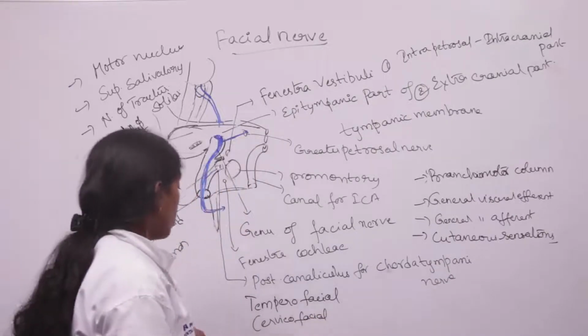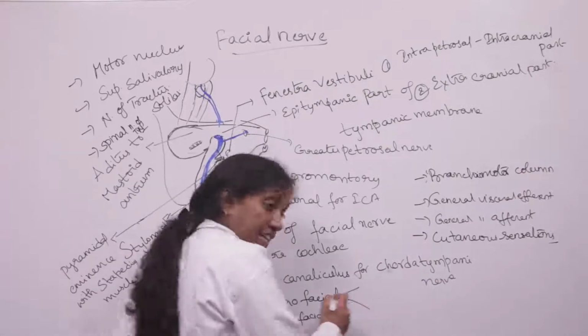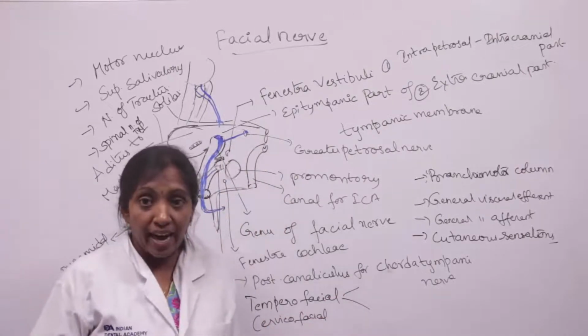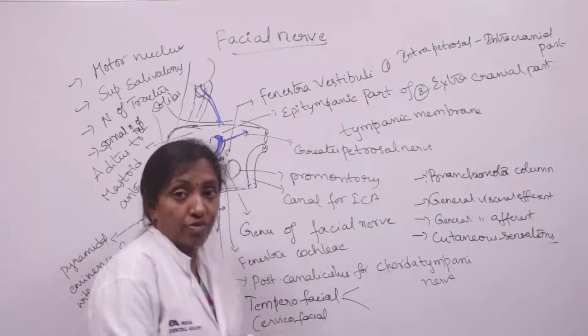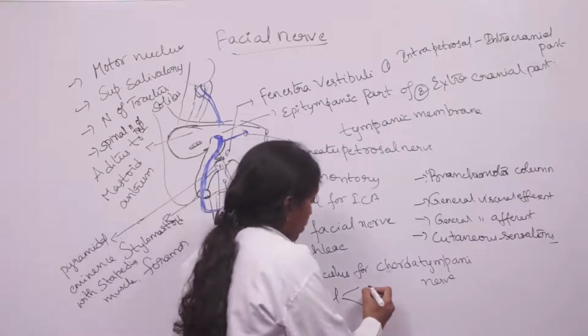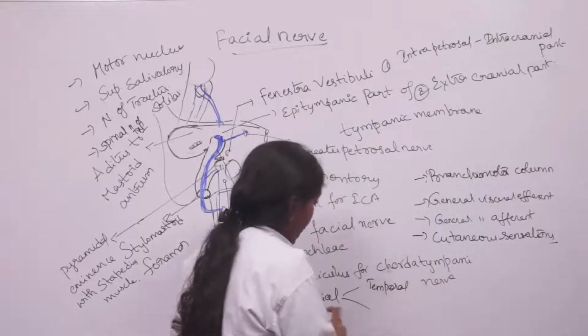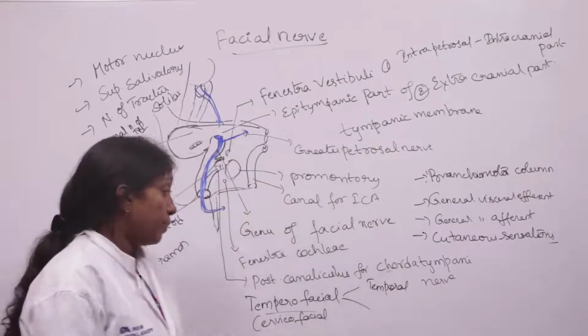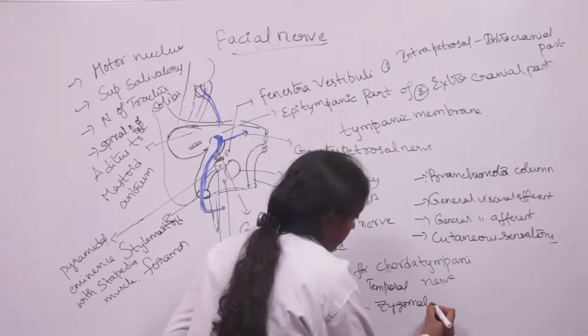Okay, so it divides into temporofacial and cervicofacial. The temporofacial division, we have already discussed during the parotid gland and the motor nerve supply of the face. Again, I am repeating: the temporofacial branch divides into the temporal branch and the zygomatic branch, which supply the muscles of the corresponding areas.